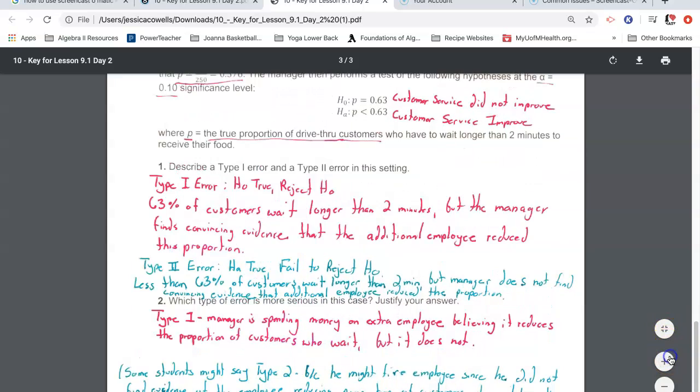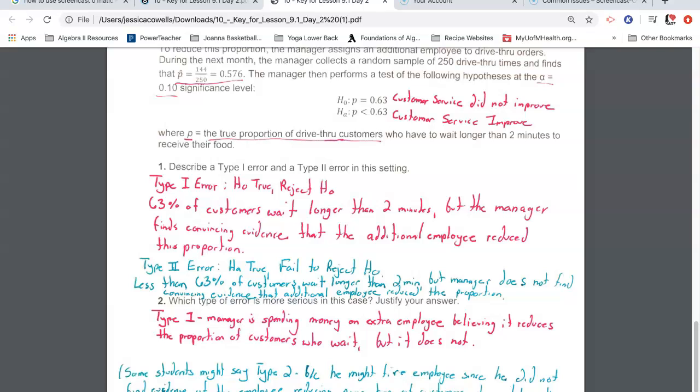They might say that type 2 because he might fire the employee since he did not find evidence that the employee is reducing the proportion of customers who wait longer than 2 minutes. So even though the number of customers who were waiting more than 2 minutes was actually going down, he didn't find that evidence that the employee was actually helping, so he might fire him.